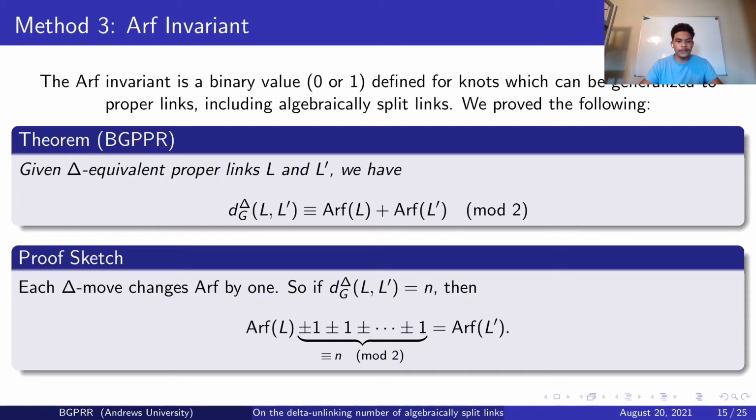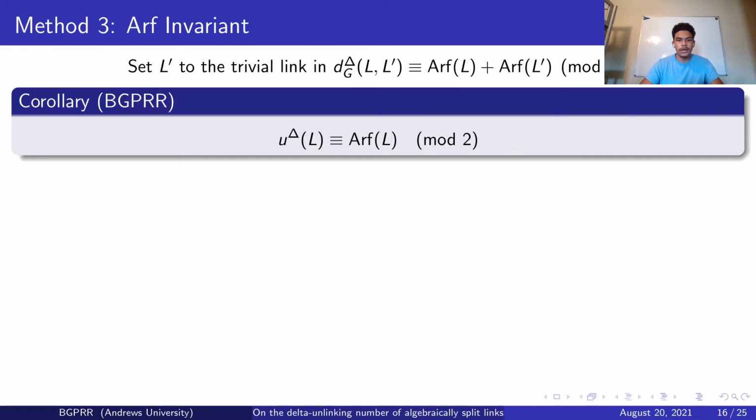The idea for this proof is that a delta move changes the Arf invariant by 1. And so if two links have some delta Gordian distance of n, then performing n delta moves to get from one link to the other changes the Arf invariant by plus or minus 1 n times, which is congruent to n mod 2. As a corollary of this theorem, if we now set L prime to the trivial link in our theorem, we get that the delta unlinking number of a link is congruent to the Arf invariant of that link mod 2.